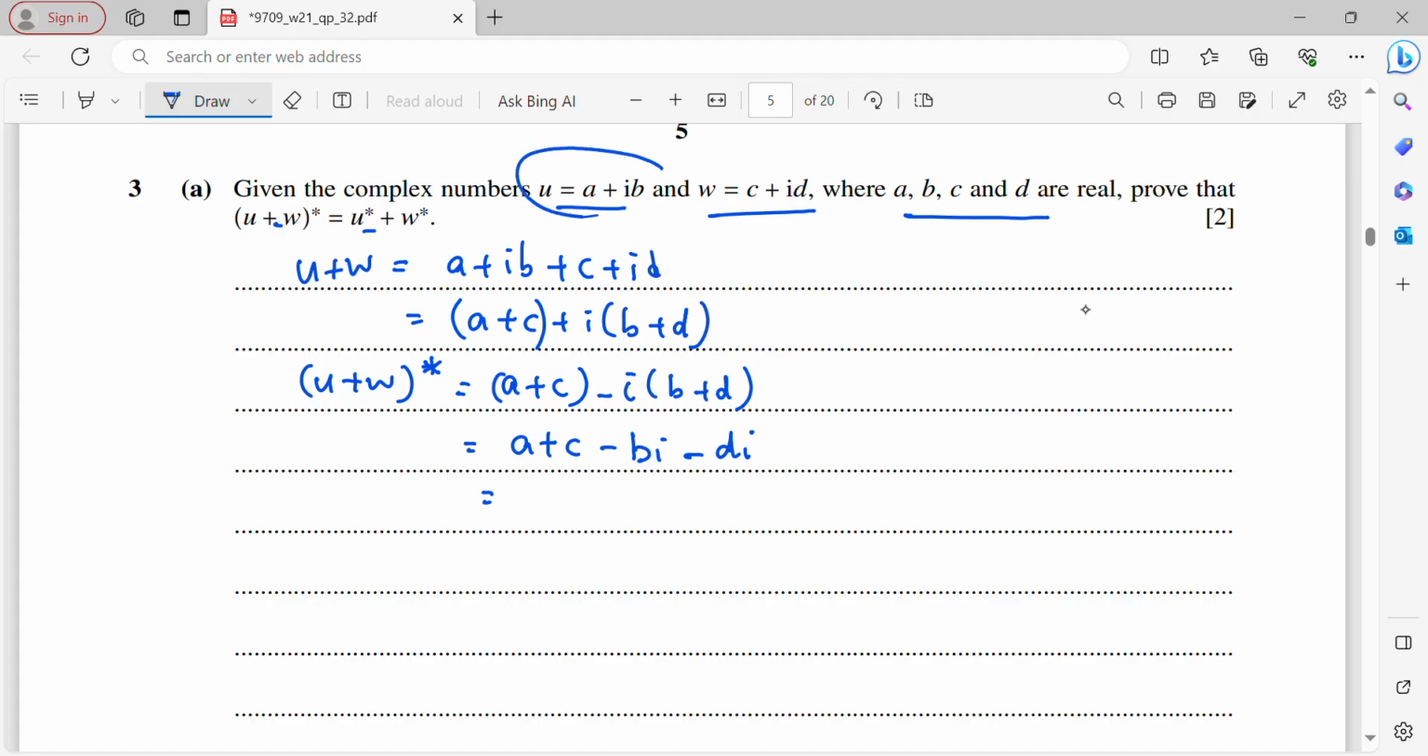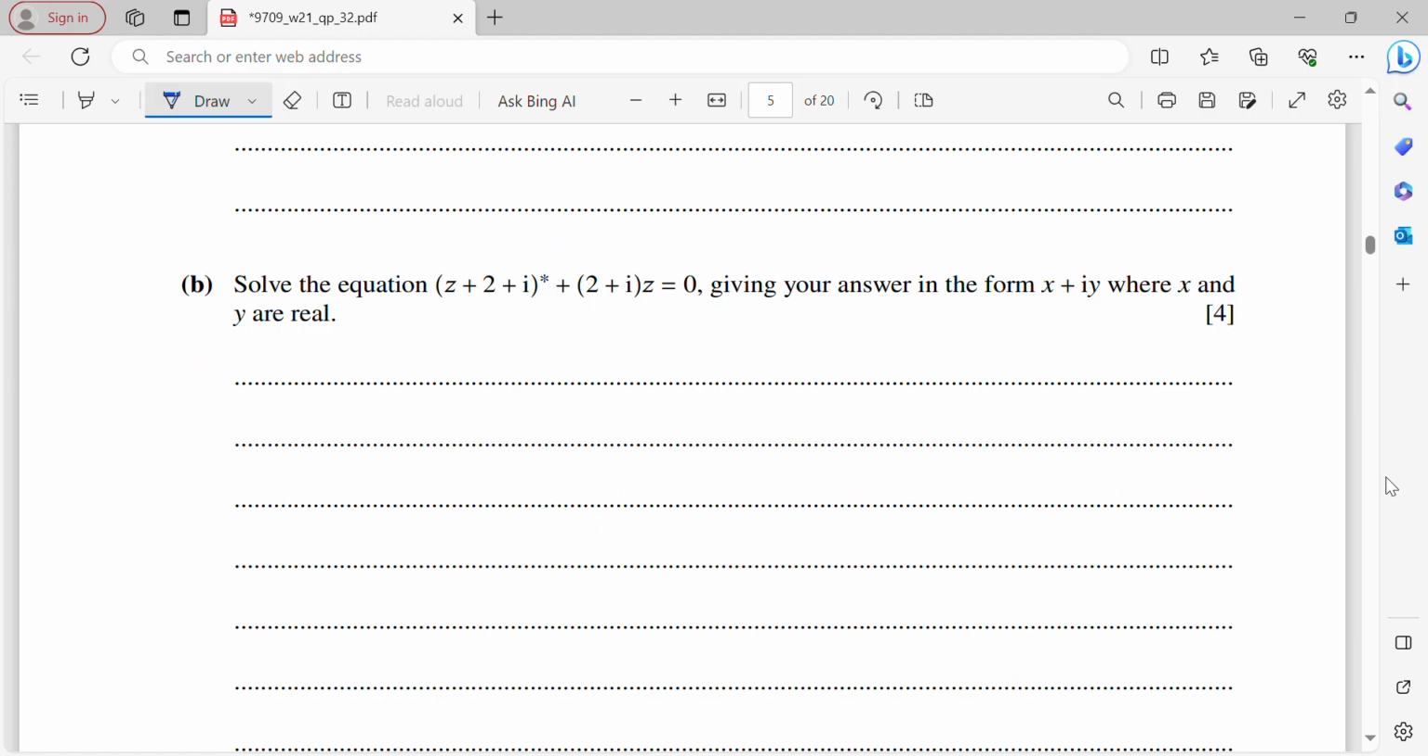Then now I will group the a and b together. So it will be a minus bi plus c minus di. When you compare a plus bi and a minus bi, the difference is the imaginary part, from minus changed to plus. That means the first one is the conjugate of u, and the next one, c minus di versus c plus di, is the conjugate of w. Okay, so with this I have proven the formula.